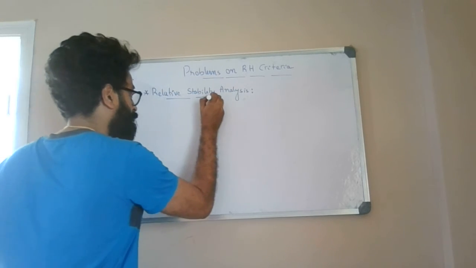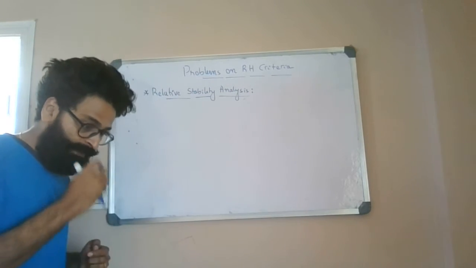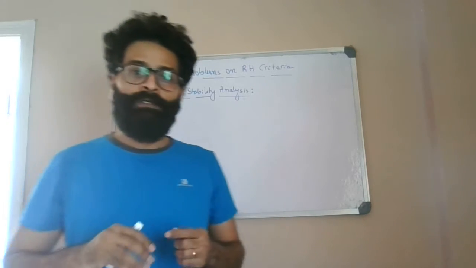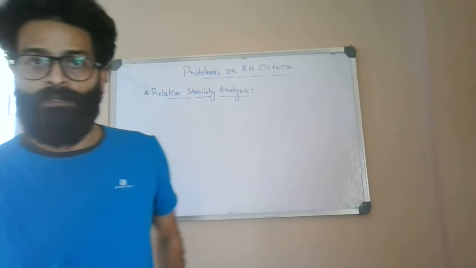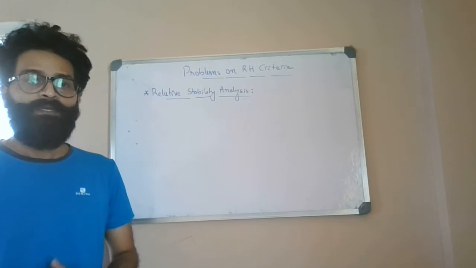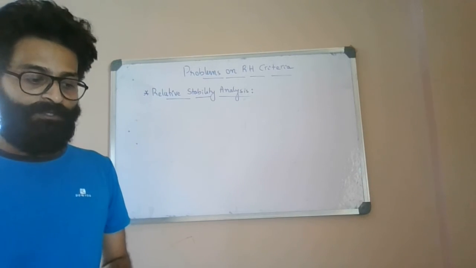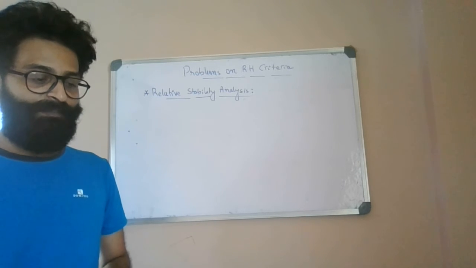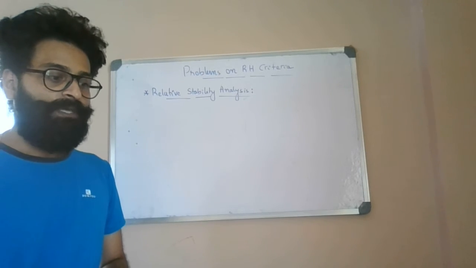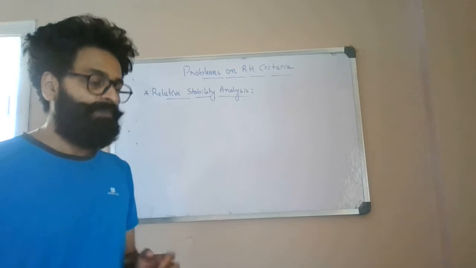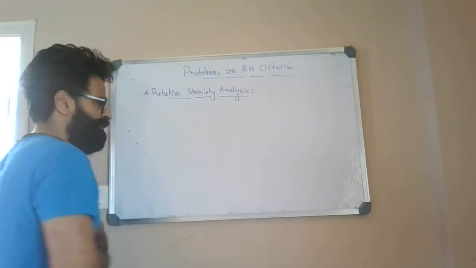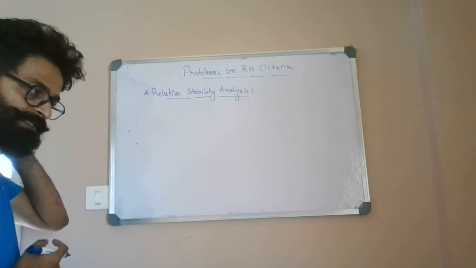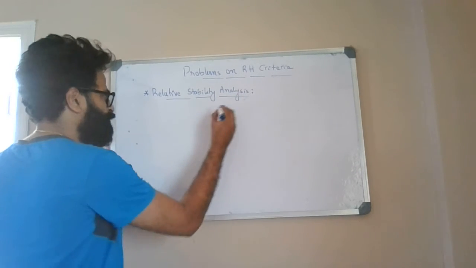is normally applicable to a stable system. Okay. For an unstable system, we will not carry out the relative stability analysis. Only for a stable system, this relative stability analysis is carried out. Okay. To understand the relative stability analysis, let us consider two systems.